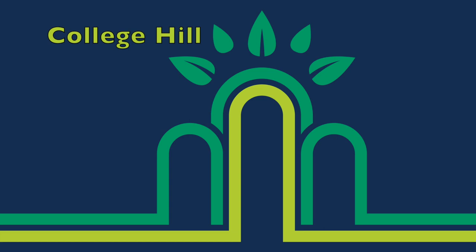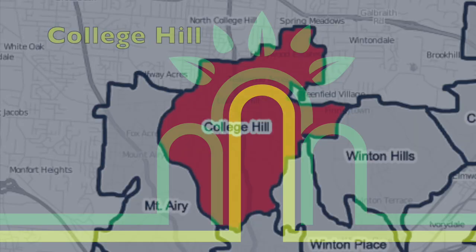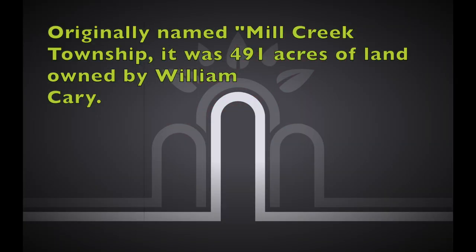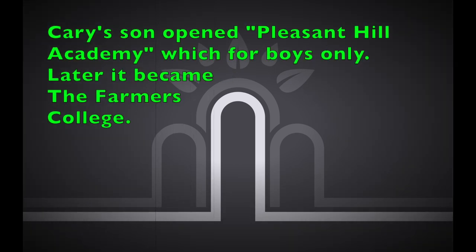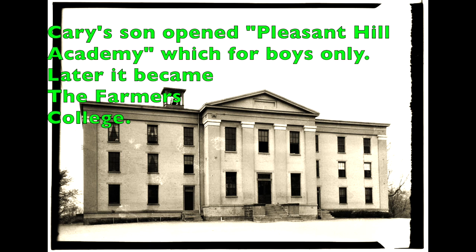College Hill. It was formerly known as Mill Creek Township. 491 acres of land, owned by William Carey. Carey's son opened Pleasant Hill Academy, which was for boys only and later became the Farmers College.